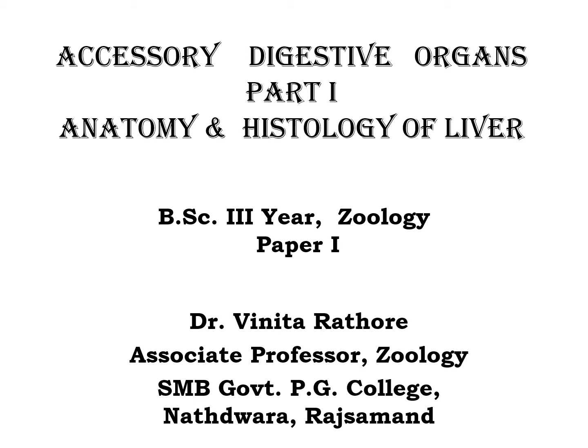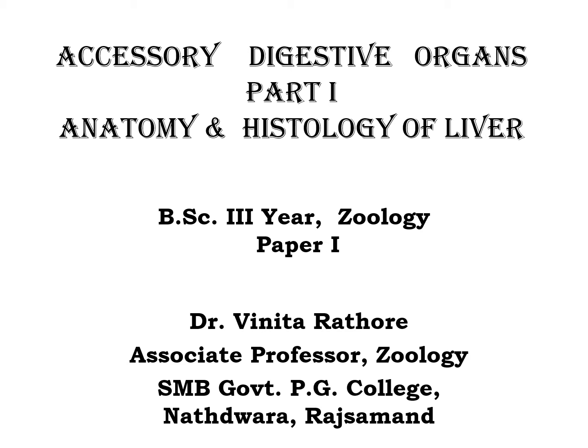Today I am discussing accessory digestive organs. In this part 1, I will discuss the anatomy and histology of the liver. First, we must know what accessory digestive organs are. Accessory digestive organs are the organs which do not form the gastrointestinal tract but develop as outgrowths and assist the gastrointestinal tract in digestion of food.